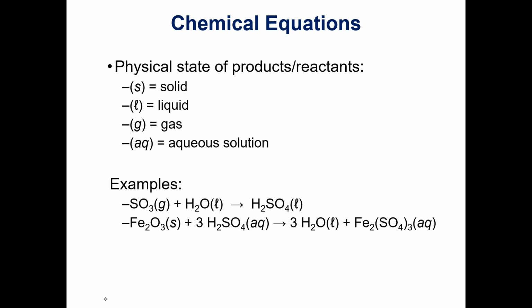To give you a few examples, if we look at the first reaction listed here, SO3 is a gas. It reacts with water, which is a liquid, and forms sulfuric acid, which is also a liquid. In our second equation here, we have Fe2O3. That is a solid. That reacts with sulfuric acid, which this time is an aqueous solution, meaning the sulfuric acid is dissolved in water. And that reaction produces water, which is a liquid, plus iron sulfate, which is an aqueous solution.